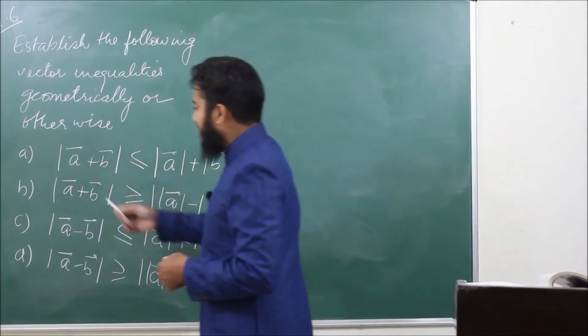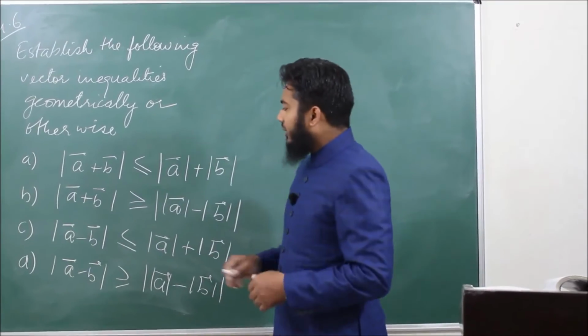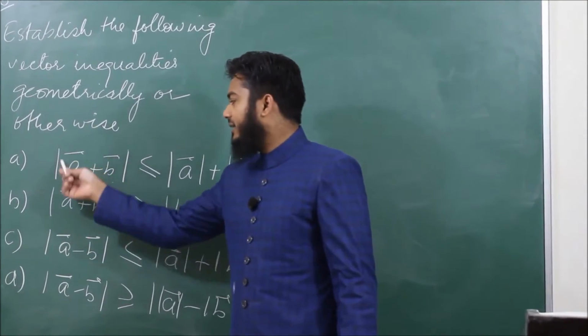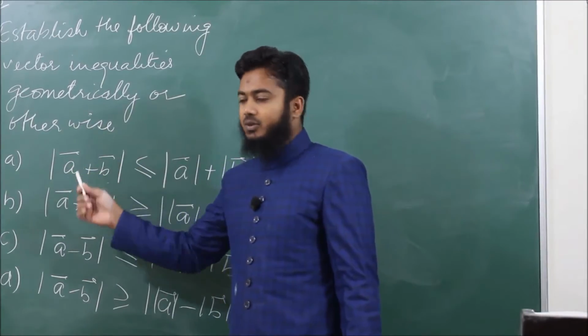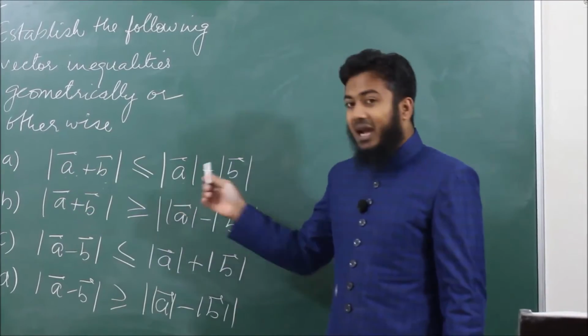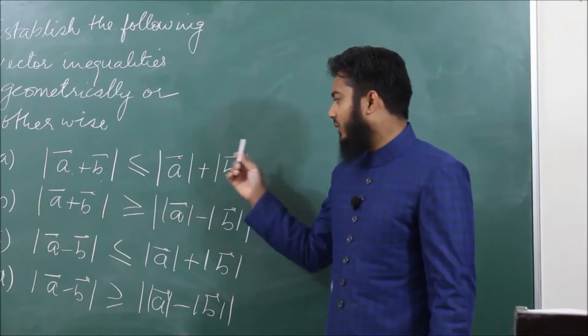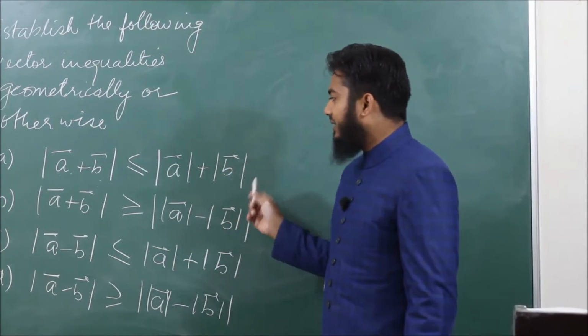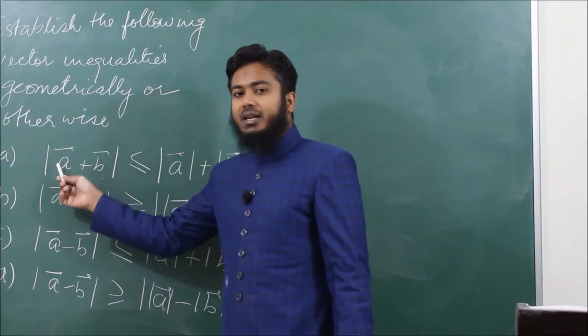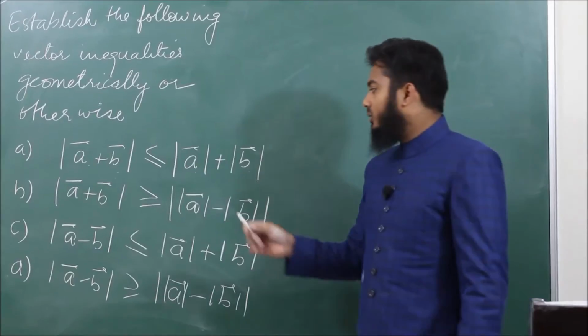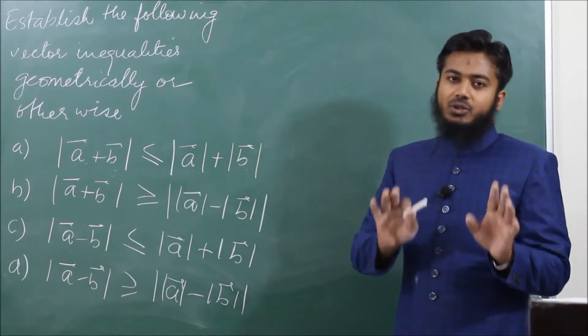So let's take the first one. Here you can see this is the magnitude of the resultant of 2 vectors, and this is the magnitude of the first vector and the magnitude of the second vector, magnitude of A and magnitude of B. And this says that the magnitude of the resultant is less than or equal to the sum of magnitudes of the 2 vectors.